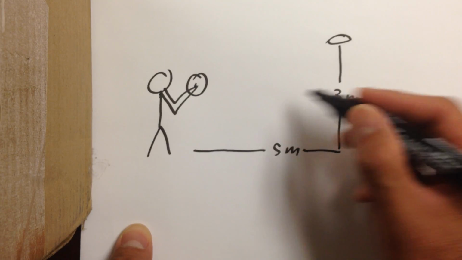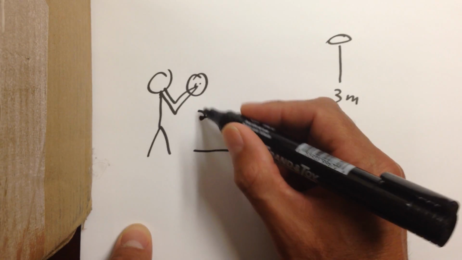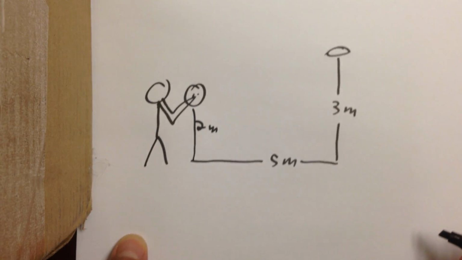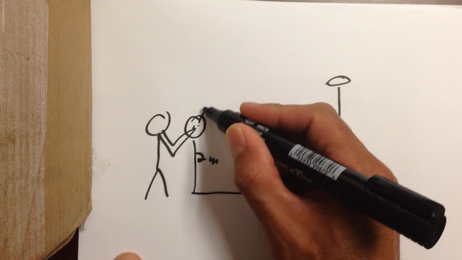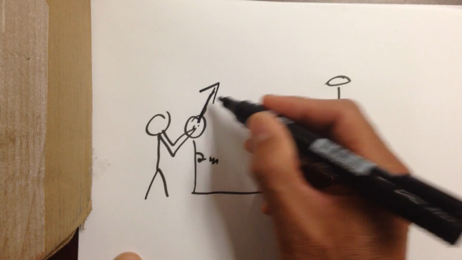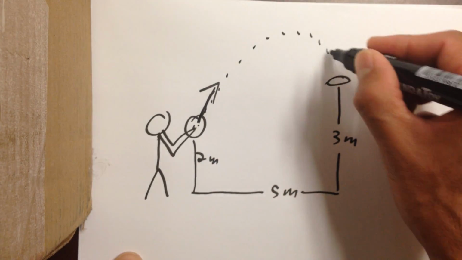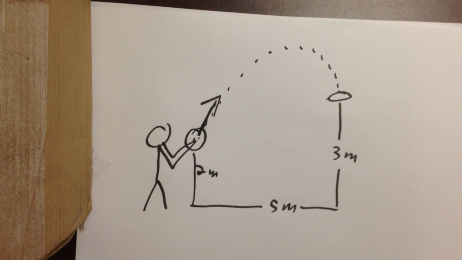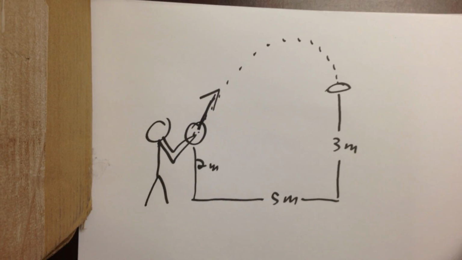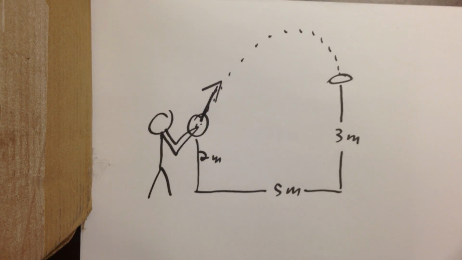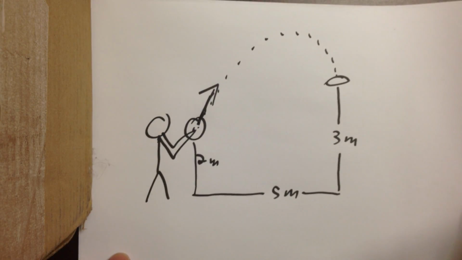So there's the basketball net, there's the ball, it's at a height of 2 meters. And what we want to know is an initial velocity that will cause the ball to follow a trajectory where it lands in the hoop. So I'm going to break this problem into vertical and horizontal components. So I'm going to start out vertically.